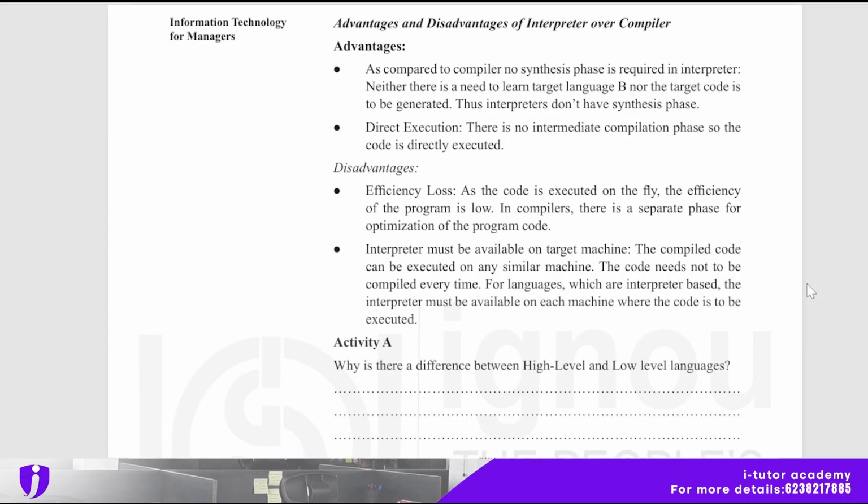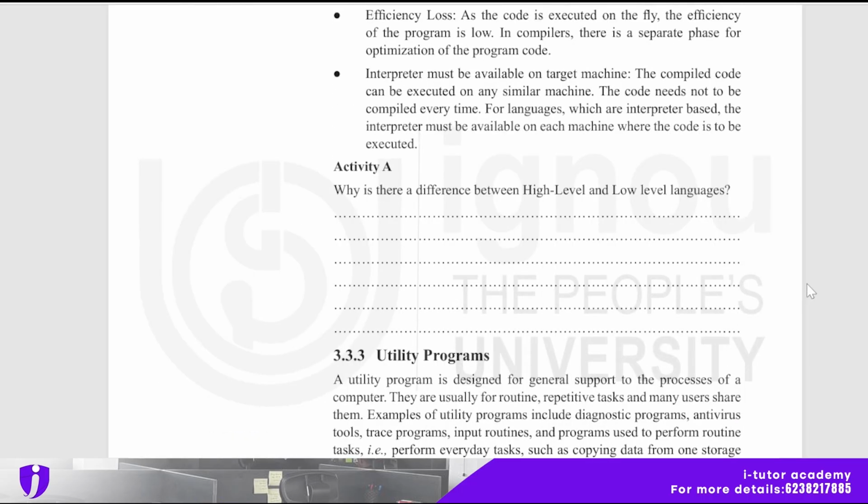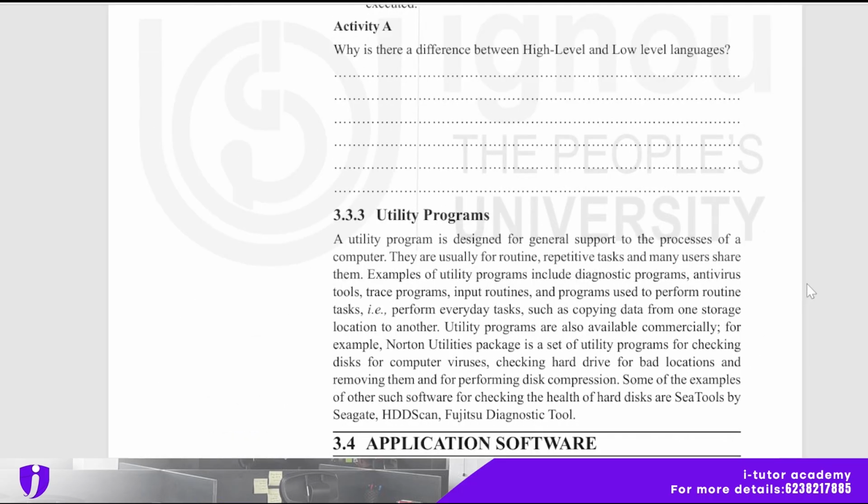In a compiler there is a separate phase for optimization of the program code, and the interpreter must be available on the target machine. The compiled code can be executed on any similar machine and needs not be compiled every time, whereas for languages which are interpreter based, the interpreter must be available on each machine where the code is to be executed. Activity A is here; please go through it.